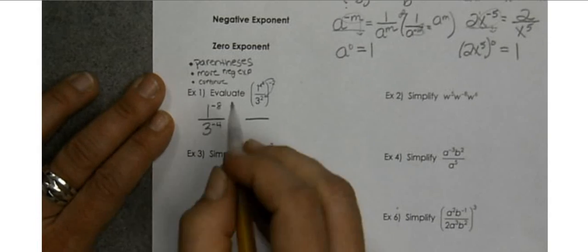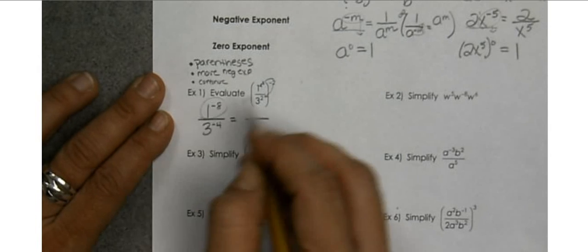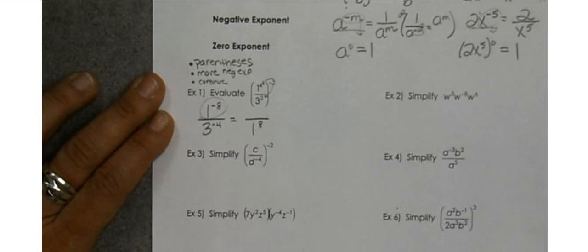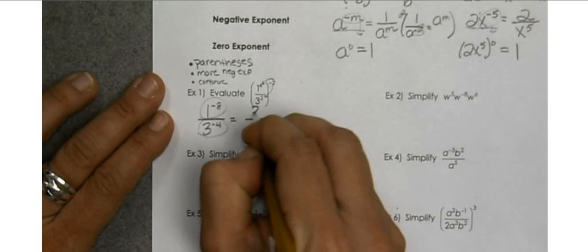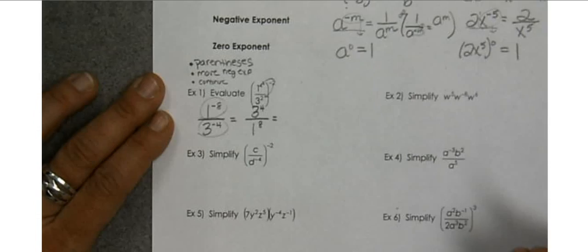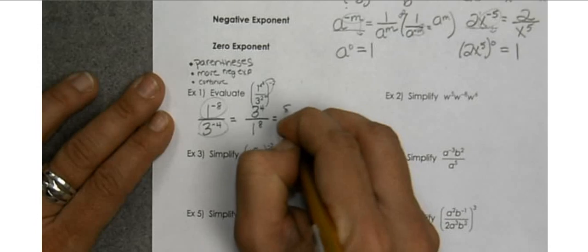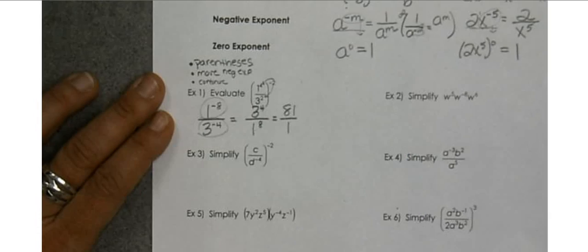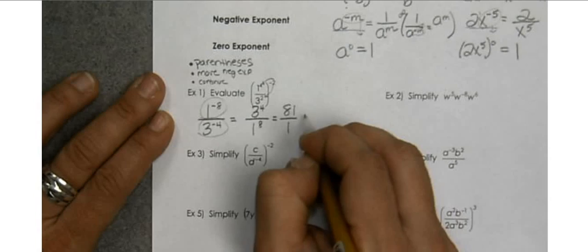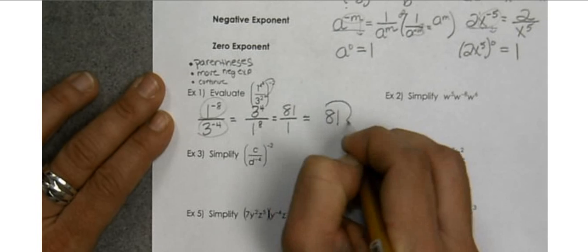Next, I'm going to move any negative exponents. This guy's got to move to the denominator, and this guy's got to move up to the numerator since they had negative exponents. Then I'll just continue. I'll evaluate. 3 to the 4th is 81, 1 to the 8th is 1, and of course that simplifies to 81.